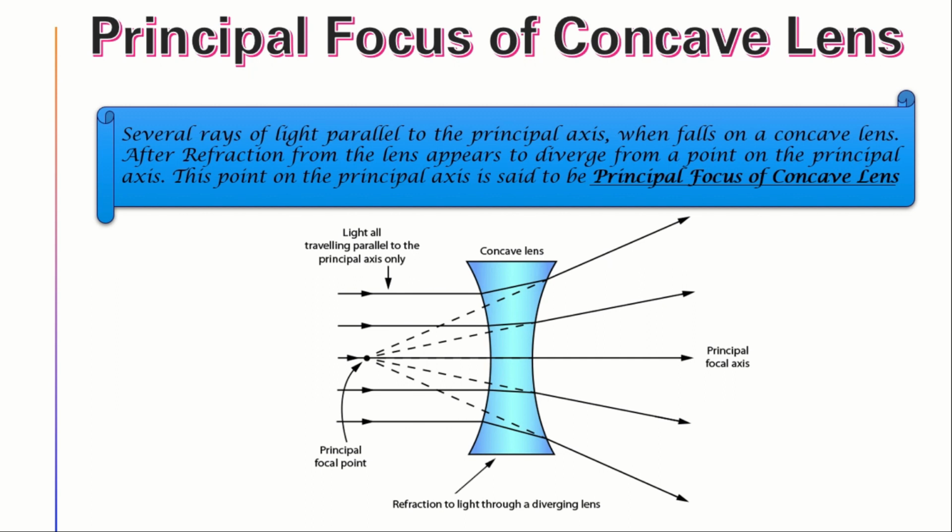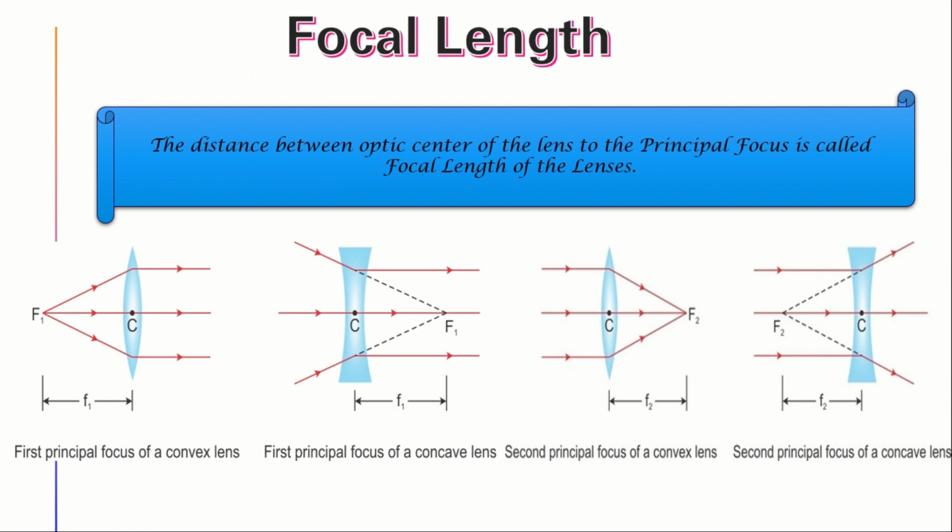In a convex lens, all the rays converge at a point, whereas in a concave lens all the rays diverge from a point. So it is called the principal focus of a concave lens. A convex lens is said to be a converging lens, whereas a concave lens is said to be a diverging lens.